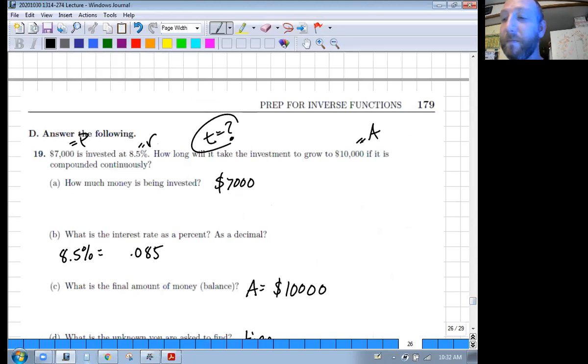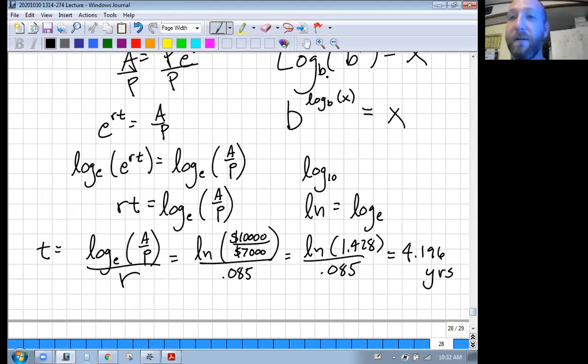So, every function has an inverse, but for exponentials, we use logs. There's an infinite number of them. You can do log base anything.